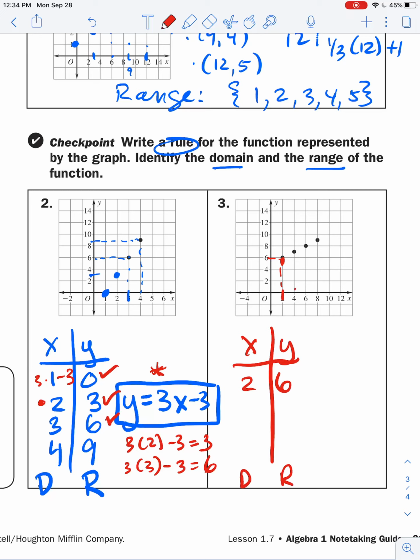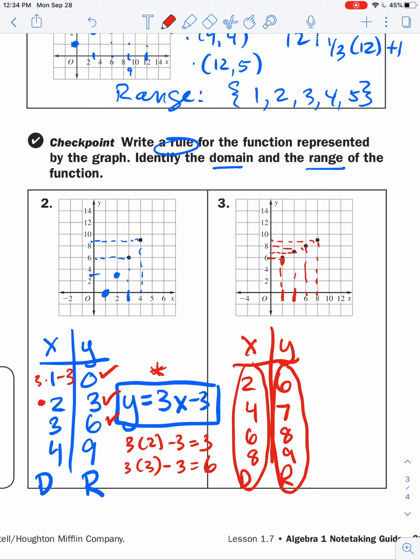This point looks like I go over 2 and then up 6 on the Y. Here my input or X is a 4. My outcome's coming out between 6 and 8, so that must be a 7. And then here this one's going in at 6, coming out at 8. And the last dot's going input 8, coming out halfway between 8 and 10, which is a 9. So my domain is the 2, 4, 6, 8. My range is the 6, 7, 8, 9.